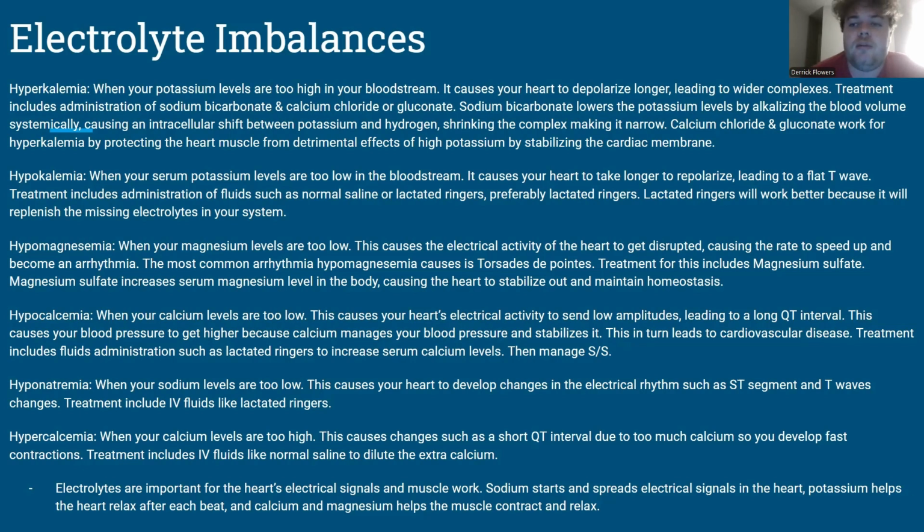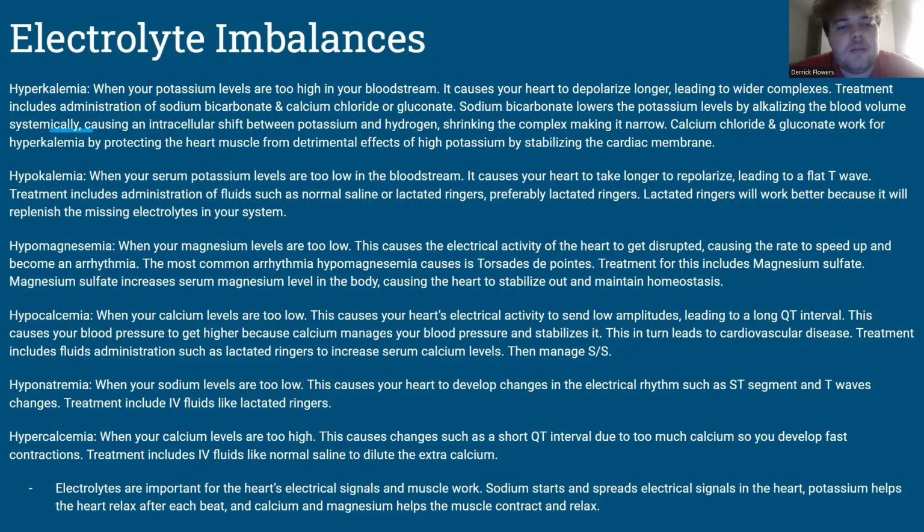Sodium bicarb lowers the potassium levels. It alkalizes the blood volume systemically. So basically, it shifts the potassium and hydrogen levels, shrinking the complex. Basically, it takes potassium here, hydrogen here, swaps them. That's what bicarb does. It causes an intracellular shift.